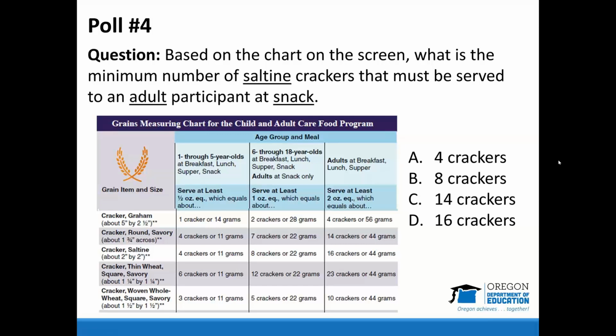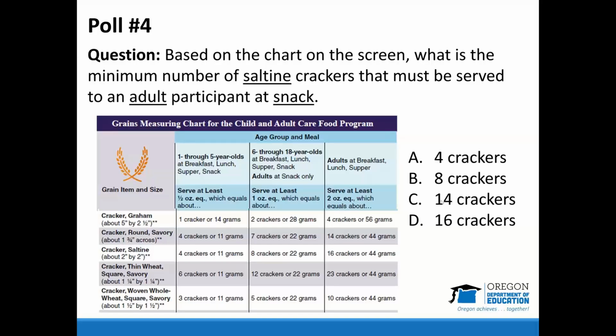I'm going to go ahead and close that poll. Thanks, you guys. So it looks like the 8 crackers kind of eked out a little bit of a win. So let's see what the answer was. So I'm going to go ahead and hide this, and we're going to go to our next slide. The answer is 8 crackers. It looks like those of you who got the majority of the answers did get the right answer. So good job.